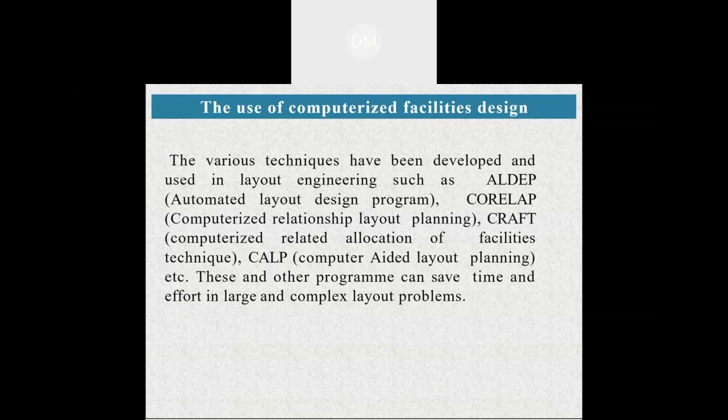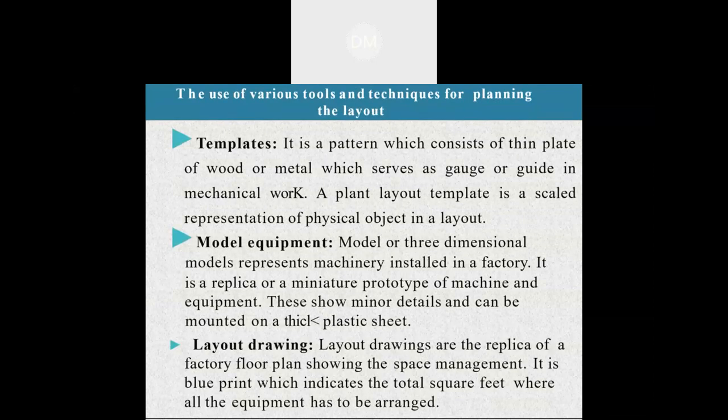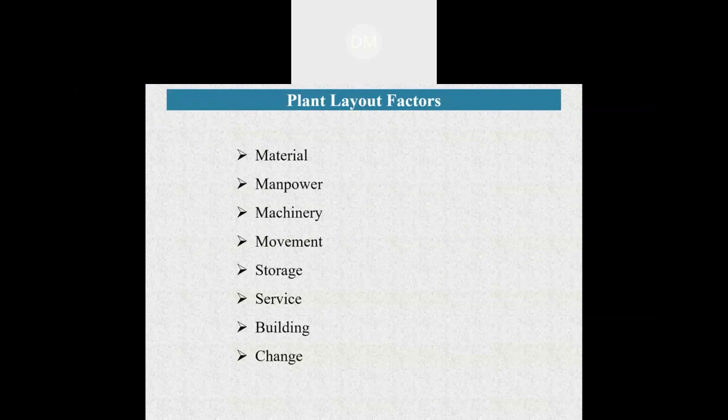And the use of computerized facility design: various techniques have been developed and used in layout engineering, such as automated layout design program, then computerized layout planning, and computerized relationship allocation of facilities techniques. So use all these computer-based software or techniques for designing of plant layout. Then plant layout factors. Material factors mean variety, quantity, operation, sequencing. Then manpower required, machineries, small scale machinery, large size machinery.